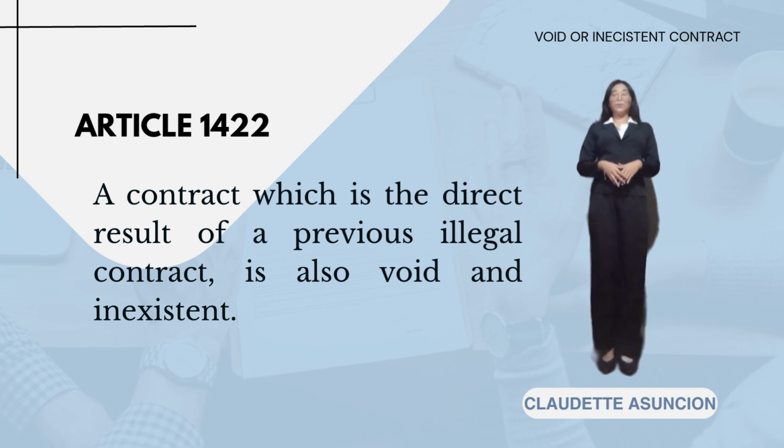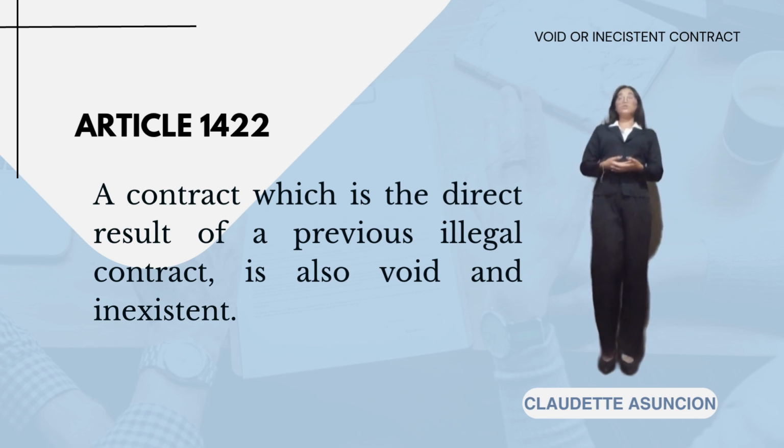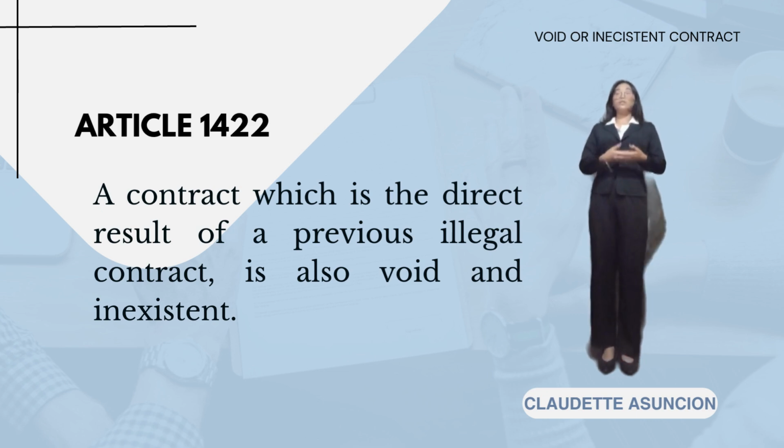Article 1422. A contract which is the direct result of a previous illegal contract is also void and inexistent. Meaning, a contract which is the direct result of a previous illegal contract is also void and inexistent. In simple terms, if a new contract is created based on a prior contract that was illegal, the new contract is also considered void from the beginning. The illegality of the first contract contaminates the subsequent one.